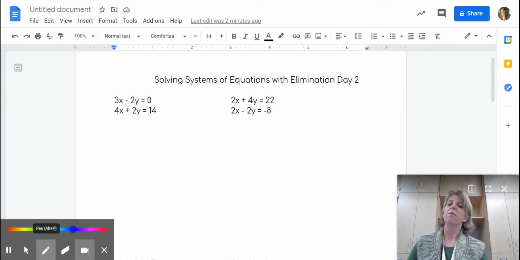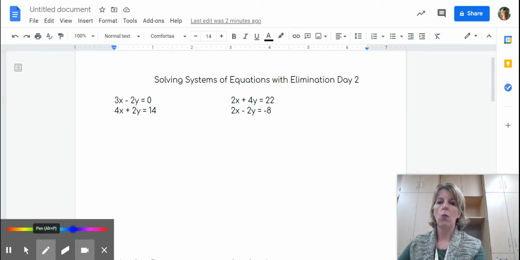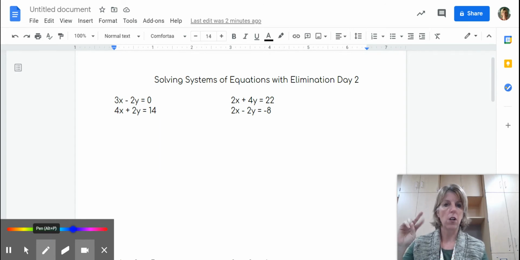So for the first one, what I'm looking for is to add or subtract the two equations. What I'm trying to do is have opposite values. Either the x's are opposite values or the y's are opposite values, so that I want a variable to go away. If I can get one variable to go away, then I can solve for the other one. So if I can make the y's go away, I can solve for x. Or if I can make the x's go away, I can solve for y. I can solve for one or the other.